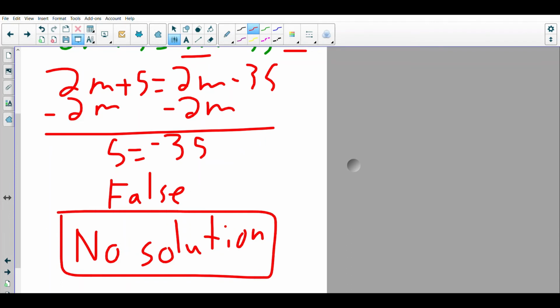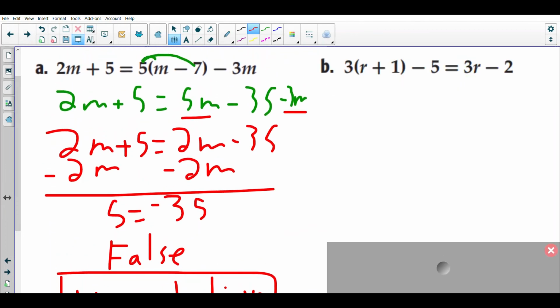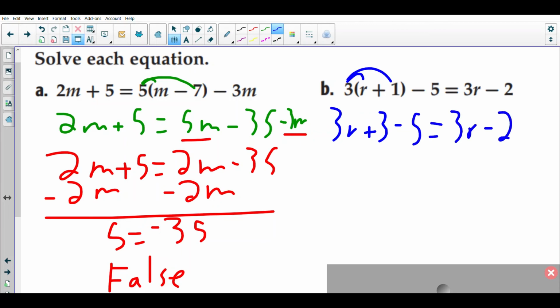Okay, so false is just a statement. False isn't the answer. The answer is no solution. So now let's go through another one. 3 times the quantity r plus 1 minus 5 is equal to 3r minus 2. So once again, I'm going to distribute on the left side in this case. 3r plus 3 minus 5 is equal to 3r minus 2.